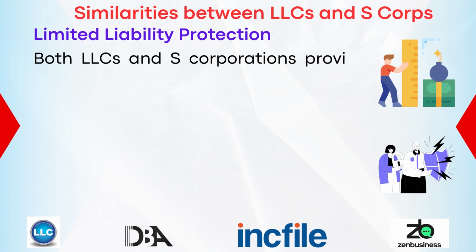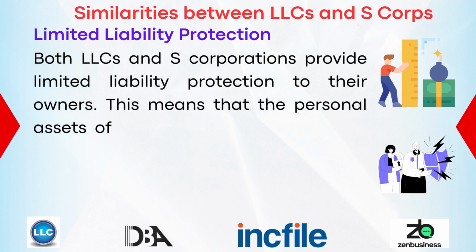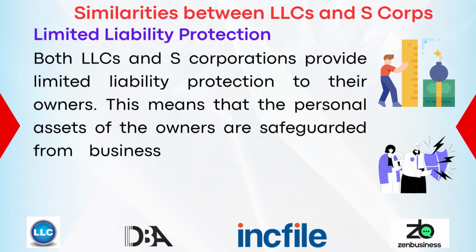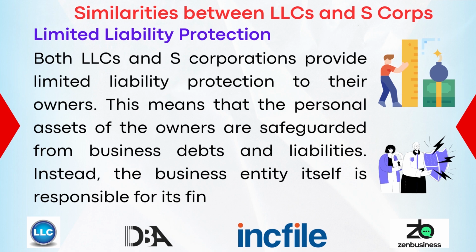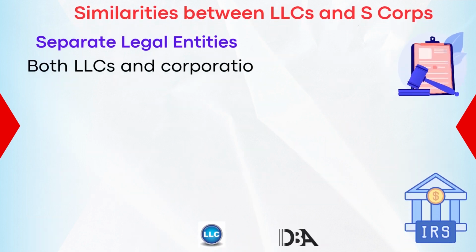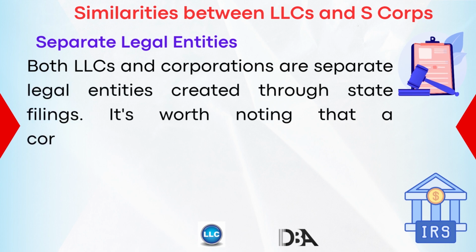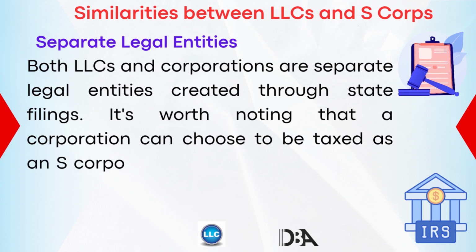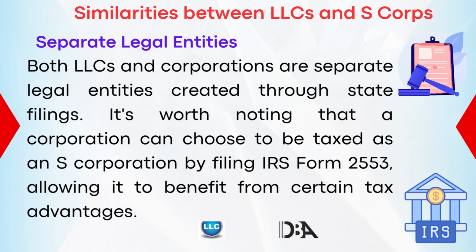Similarities between LLCs and S corps. Limited liability protection. Both LLCs and S corporations provide limited liability protection to their owners. This means that the personal assets of the owners are safeguarded from business debts and liabilities. Instead, the business entity itself is responsible for its financial obligations. Separate legal entities. Both LLCs and corporations are separate legal entities created through state filings. It's worth noting that a corporation can choose to be taxed as an S corp by filing IRS Form 2553, allowing it to benefit from certain tax advantages.